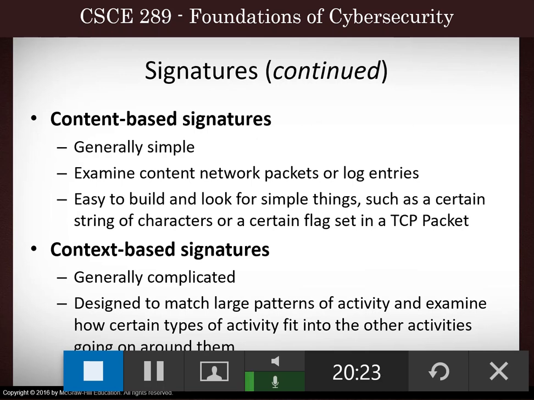And again, let's go back over that. Content-based are generally simple. They examine content, network patterns, or log entries. They're easy to build and look for simple things such as a certain string of characters or a certain flag set, something in the content. Context-based are generally complicated, designed to match large patterns of activity and examine how certain types of activity fit into other activities going on around them.